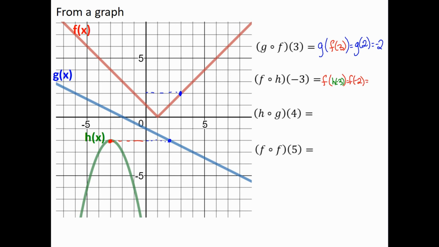So I go back to my f function, and I go 2 to the left, so 1, 2. What is that y value? It's right here, so the y value is 1, 2, 3.